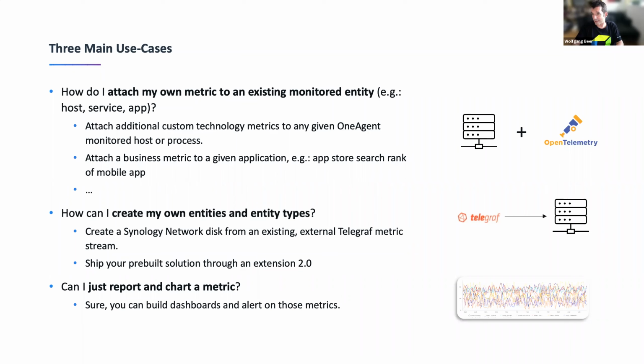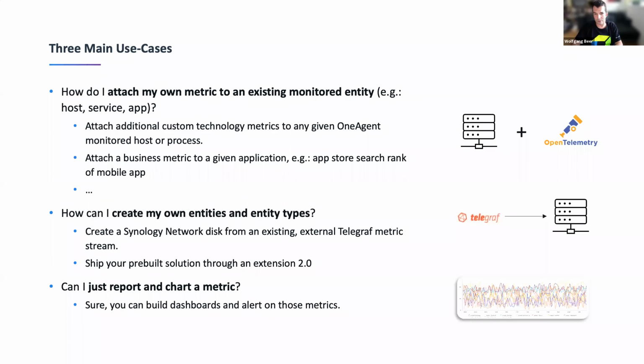Or what is a very traditional use case is that you have some sort of a proprietary technology running on a host, like a batch processor or something, and you would like to report some batch processing metrics that you collect onto that specific host. And of course, you can do that by just linking to the existing OneAgent monitored host by using its ID.